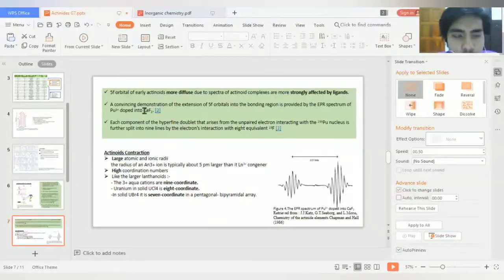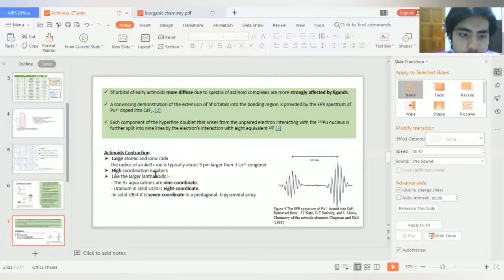A convincing demonstration of the extension of 5f orbitals into the bonding region is provided by the EPR spectrum of plutonium 3+ doped into CaF2. Each component of the hyperfine doublet that arises from the unpaired electron interacting with the 239 plutonium nucleus is further split into 9 lines by interaction with equivalent fluorines in the EPR spectrum.